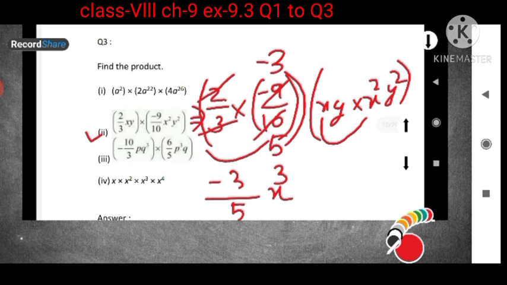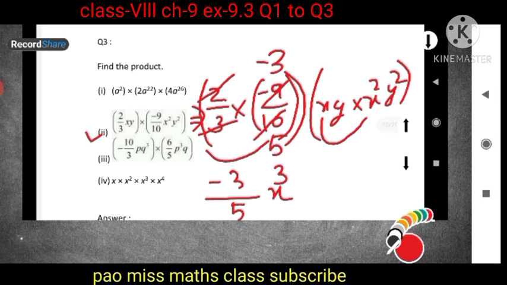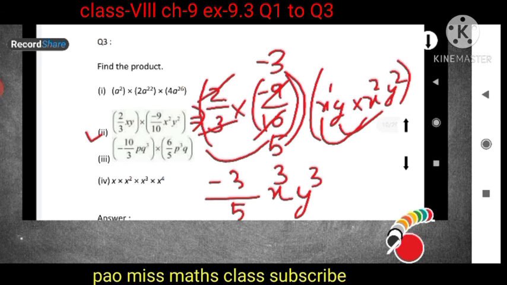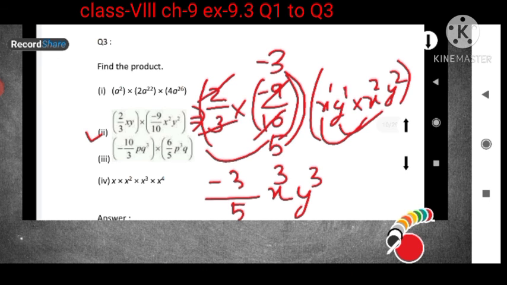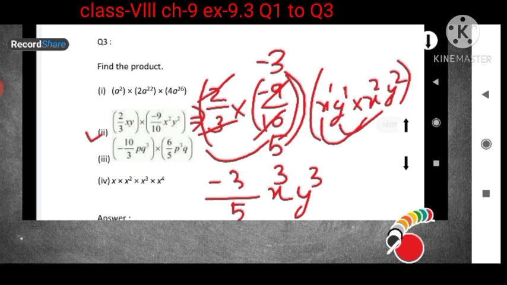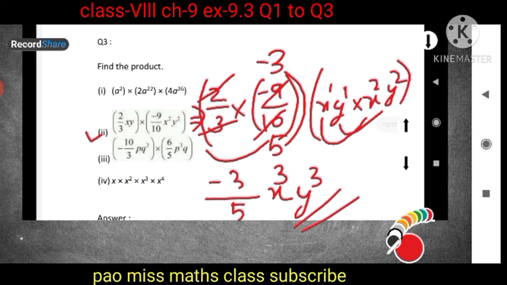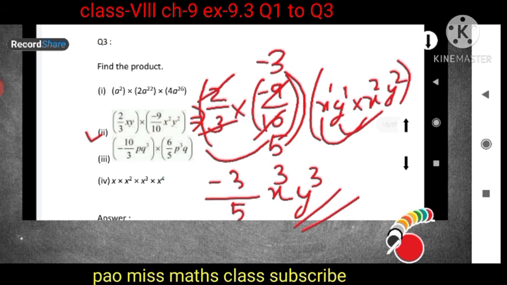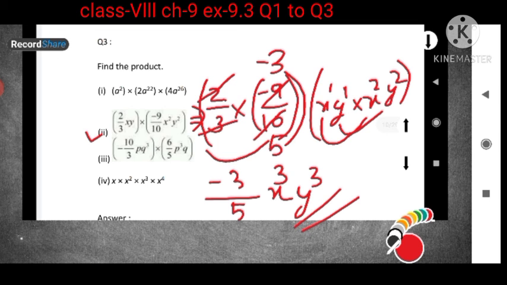x and x square will become x to the power 3, and y and y square will also become y to the power 3, because if there is no power, we have to assume the power is 1. So 1 plus 2 is equal to 3, 1 plus 2 equal to 3. So this is the answer for this question. And do not forget to give the negative sign. Here the second term is negative, so the negative also has to be in the answer.